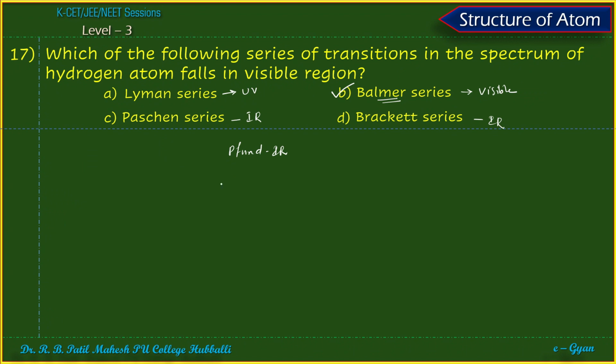Humphreys series, a new series of spectral lines, which is identified in far infrared region. This is the new spectral lines which are obtained, Humphreys series, far infrared region. So question number 17, the series of transition of spectrum of hydrogen that falls under visible region is Balmer series. Visible region, Balmer series, option B.